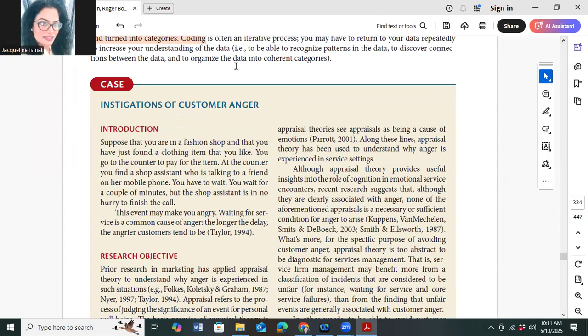So let's read it. Suppose in the introduction, let's try to orient ourselves with what the scenario is about. So suppose that you are in a fashion shop, that you just found the clothing item that you love. You go to the counter to pay for the item. At the counter, you find a shop assistant who's talking to a friend on her mobile phone. So you wait. You wait for a couple of more minutes. But the shop assistant is in no hurry to finish the call. This event may make you angry. Waiting for service is a common cause of anger. The longer the delay, the angrier the customers tend to be.